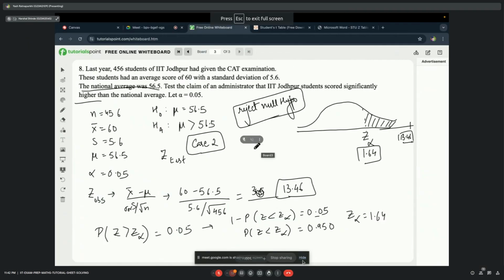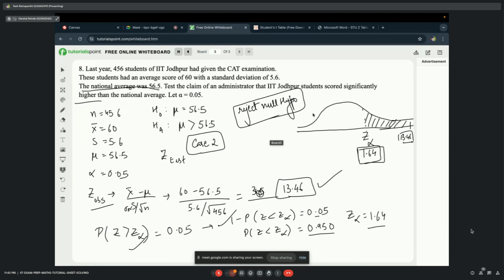Yeah, you need to repeat. Yes. Where should I repeat, ma'am? This formula is pretty straightforward. I did 1 minus, I got 0.950. I searched it in the table. I got 1.64. I put 1.64. I put 13.46 that I got as Z observed. I checked that it is falling into the rejection region. Hence, I reject my hypothesis. Okay. Right?